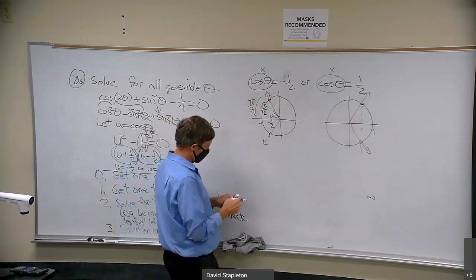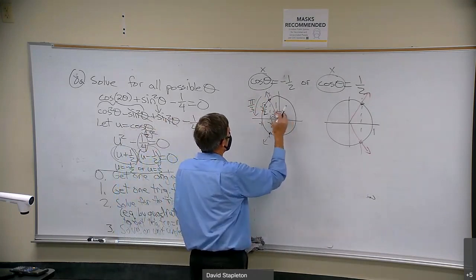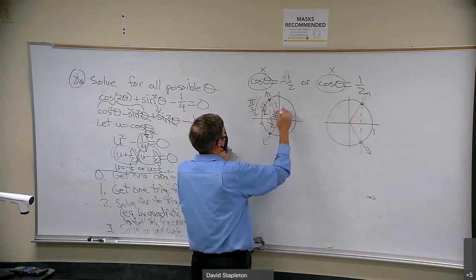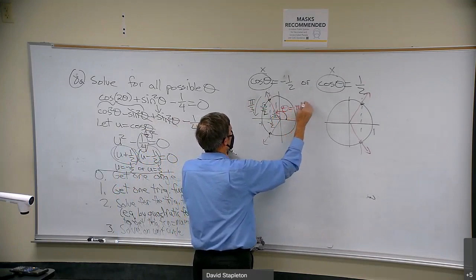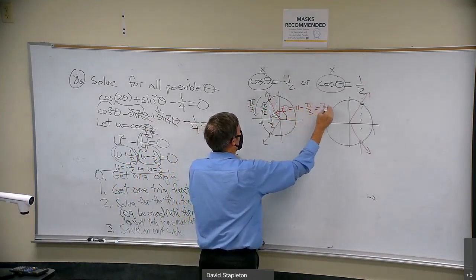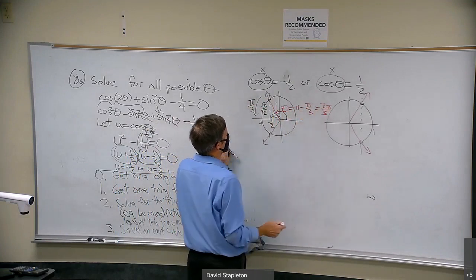And now what's the angle that gets you here? Pi back up pi over 3. So one solution is to say theta equals pi minus pi over 3, which is 2/3 pi, right? That's one angle.